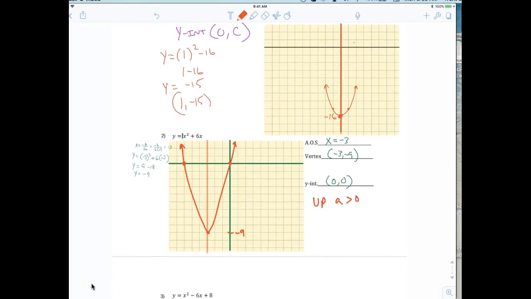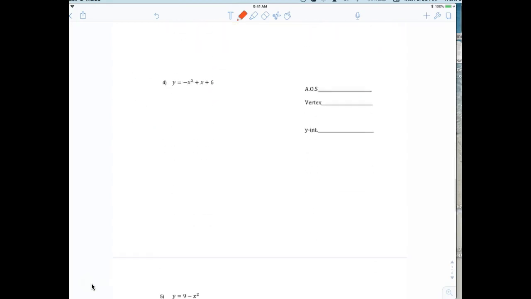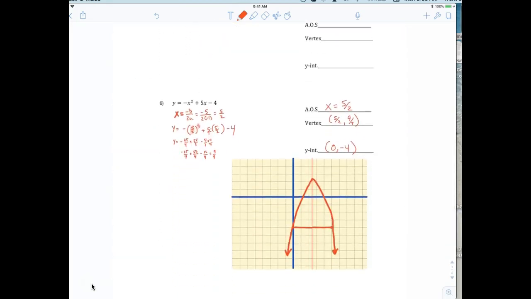For what? To find the graph. You go to y equals and just type in the equation. So you would type in negative x squared plus 5x minus 4, and you would graph it.